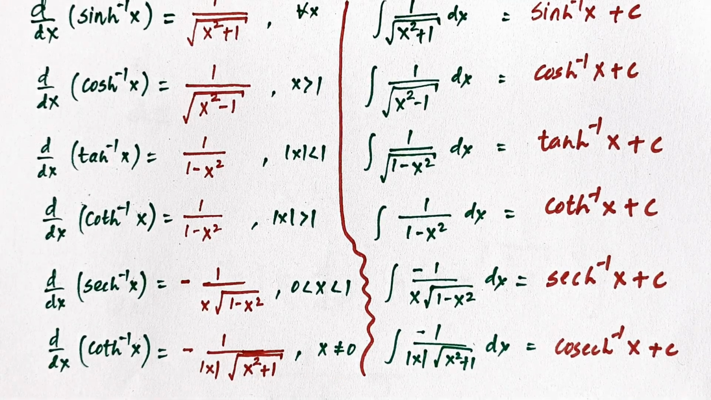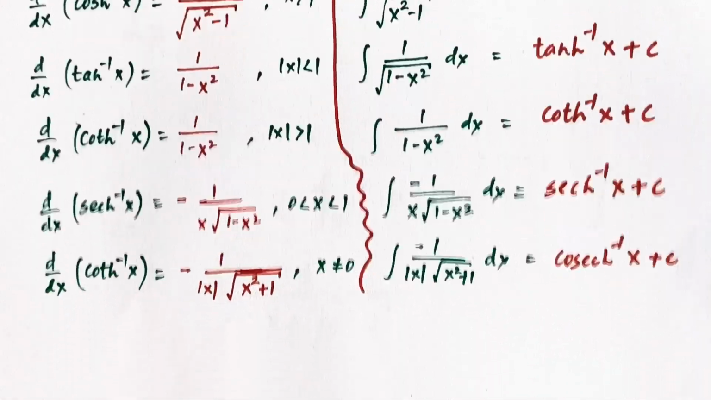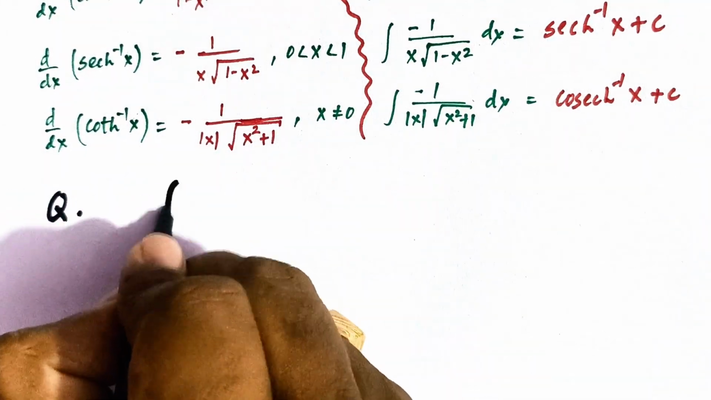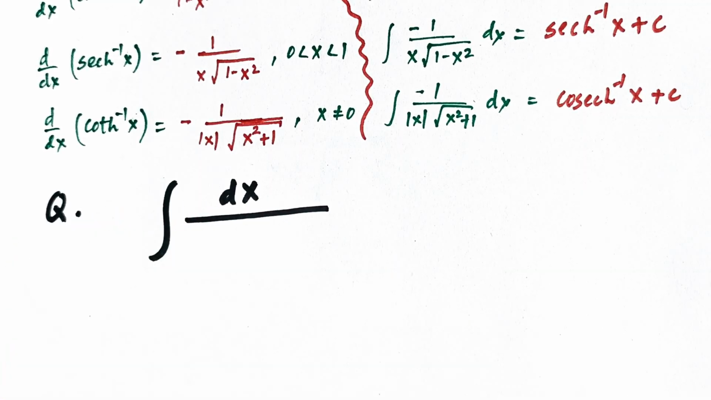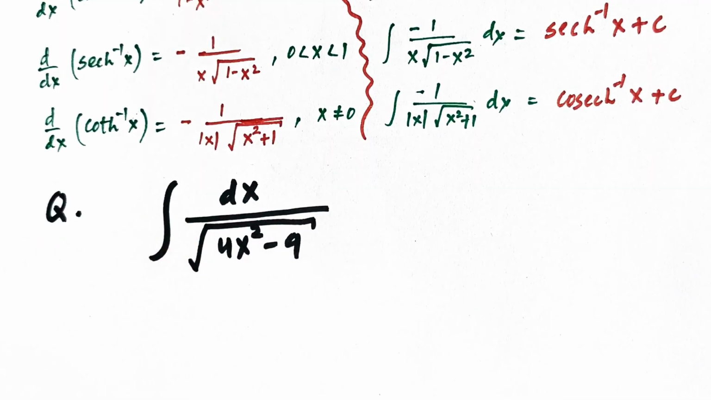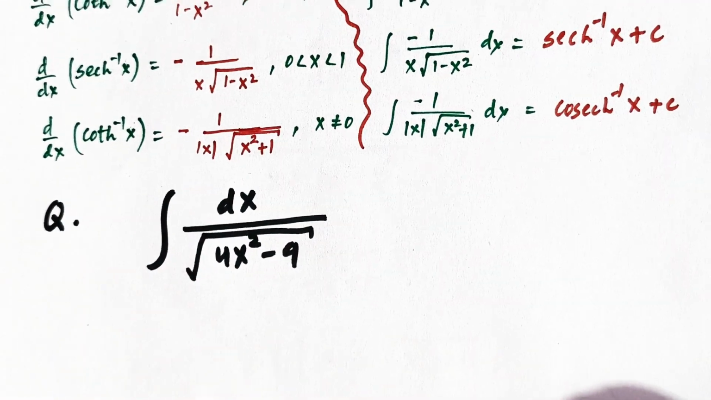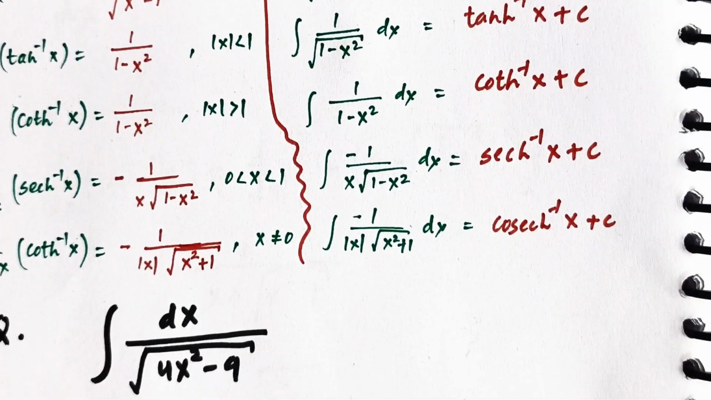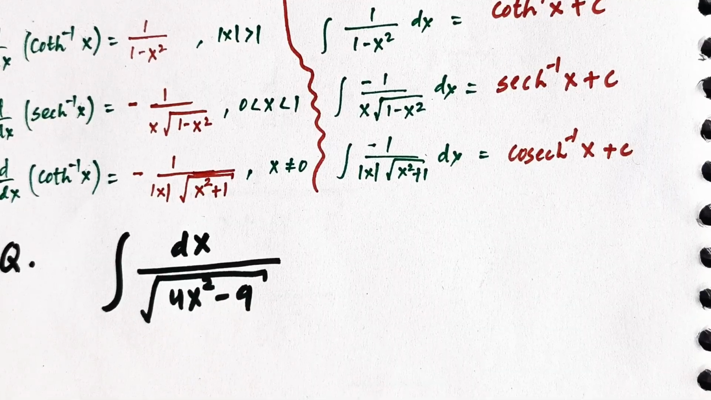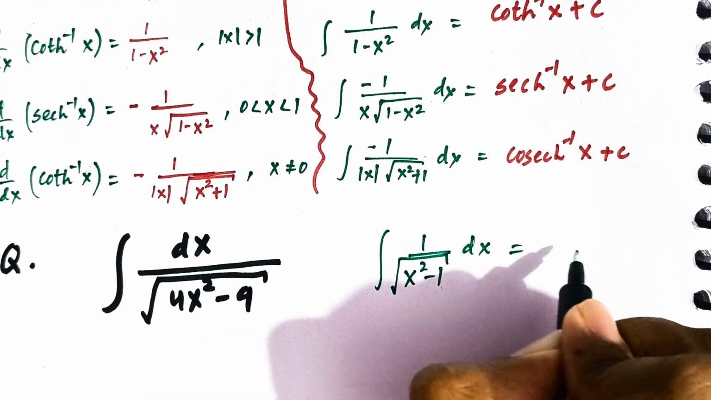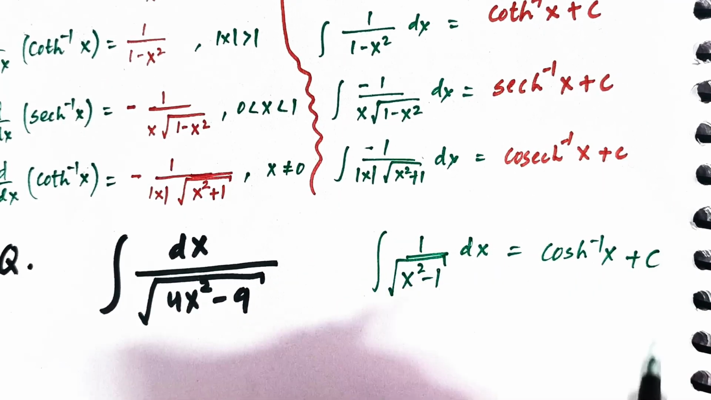Next, we will do just one question involving inverse hyperbolic function. Let it be integration. Let us evaluate the integration of dx over square root of 4x square minus 9. This integration is in this form, where you have some constants here, 4 and 9. So we have the integration of 1 over square root of x square minus 1 is hyperbolic cosine inverse x plus arbitrary constant.